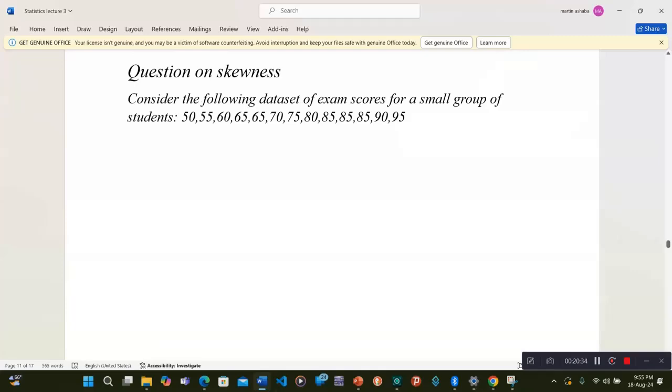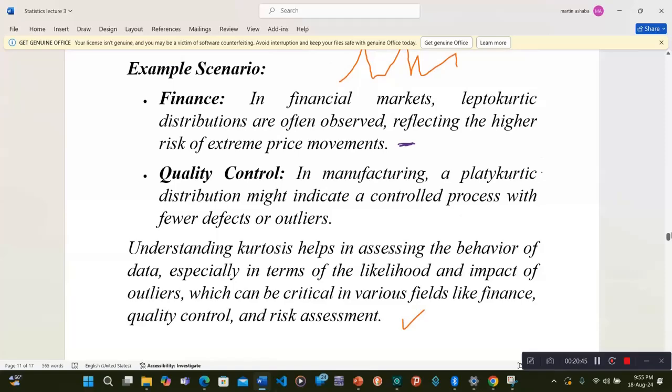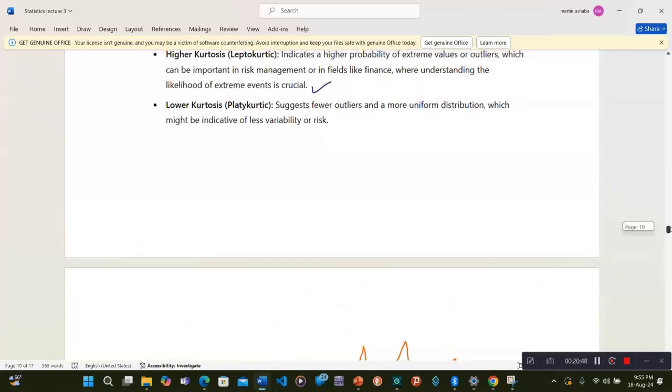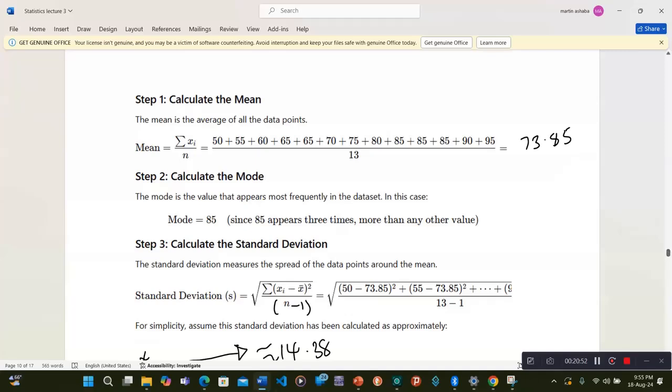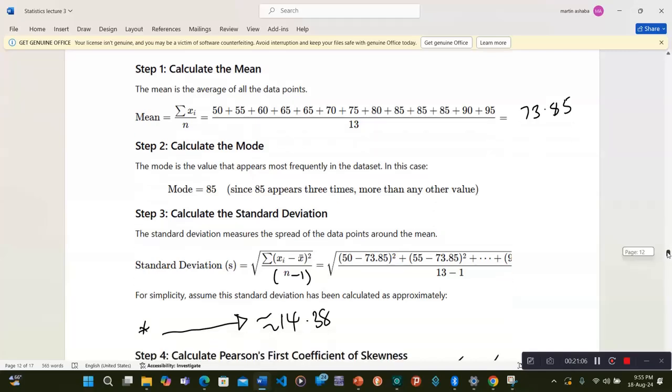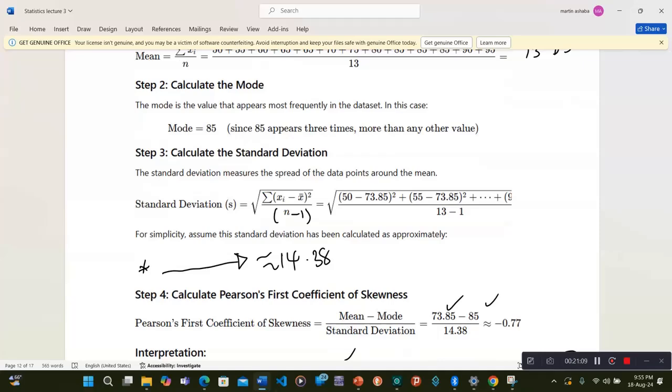Then we give another example of skewness. You have the data set of exam scores for a small group of students, and given that data sample, you can calculate what we call skewness. So you need to determine the sample mean, and you need to determine the mode, the most appearing score, which is 85, and that becomes our mode. Then the standard deviation will be the sum of xi minus x bar squared divided by n minus 1, everything under root. And you'll find that your standard deviation is approximately 14.38.